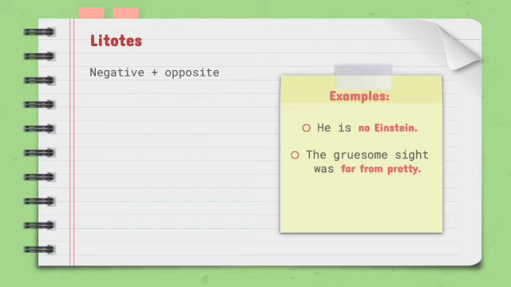So in these sentences, we can see that a negative word, for example, in the first example, says no. That is a negative. Einstein is the opposite of being weak academically. The next example uses the word far, which is a negative, meaning it is not close. Pretty is the opposite of ugly. So here we see what is meant by reversing what is being said.